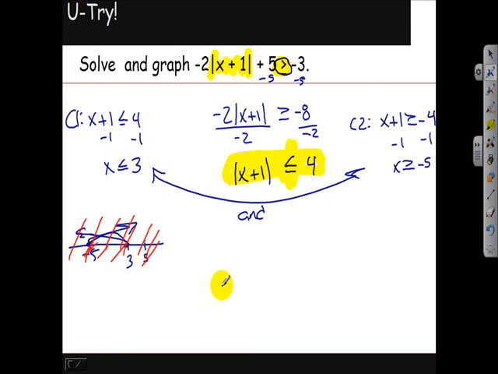My final graph is, let's see, I'm interested in -5. I'm interested in 3. I'm going to close up circles here, and this is an and, I'm graphing between. How'd you do?